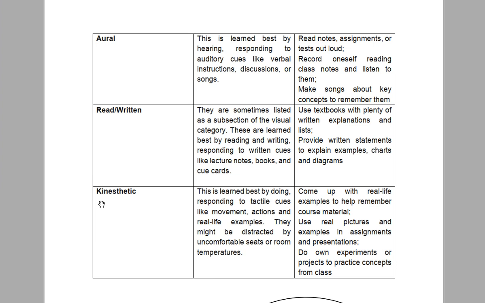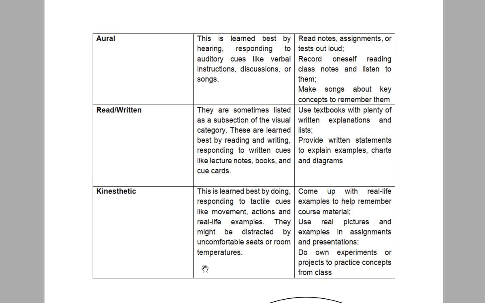Next is read or written. They are sometimes listed as a subsection of the visual category. These are learned best by reading and writing, responding to written cues like lecture notes, books, and cue cards. So let me correct myself, that is read or written. So use textbooks with plenty of written explanations and lists. Provide written statements to explain examples, charts, and diagrams.